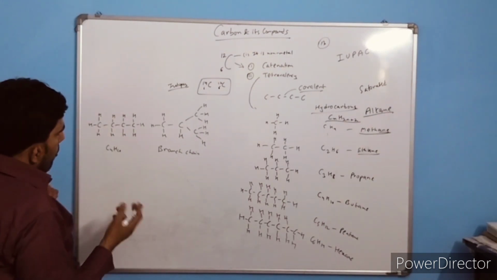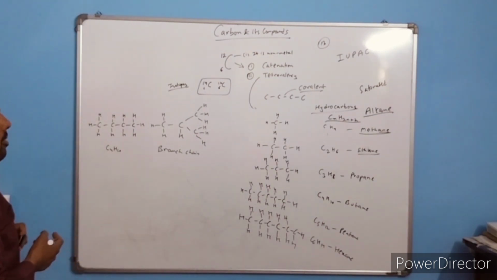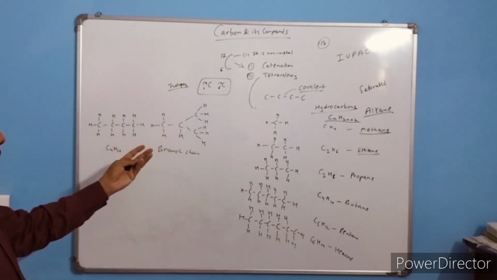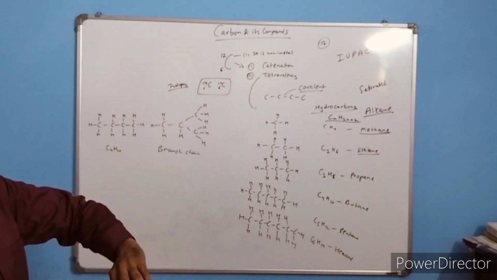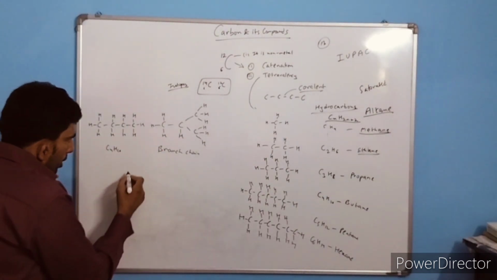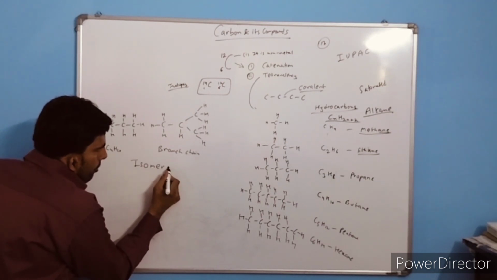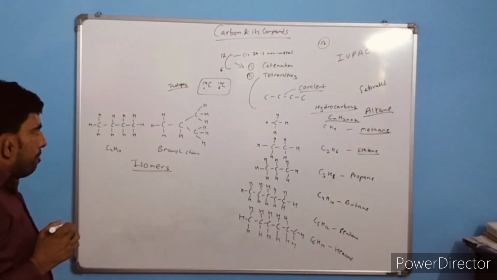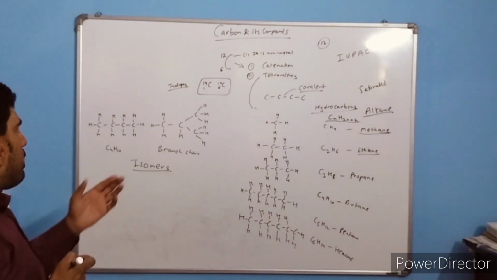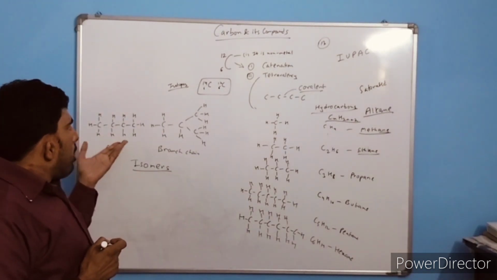So same formula will be there. Okay, that's how butane. Straight chain is there, branch chain is there. That kind of structures will be called isomers. But I will say a new word, that is isomers. So branch chain is there, straight chain is there.